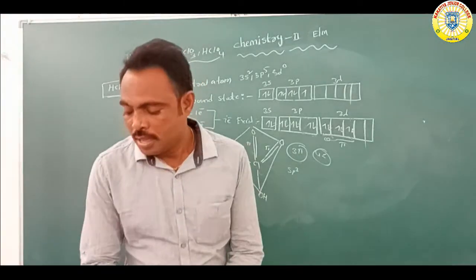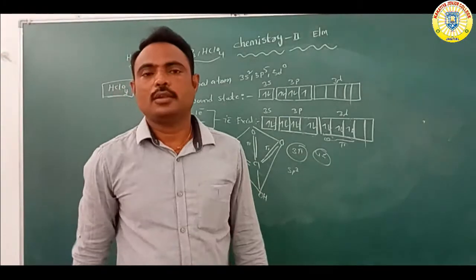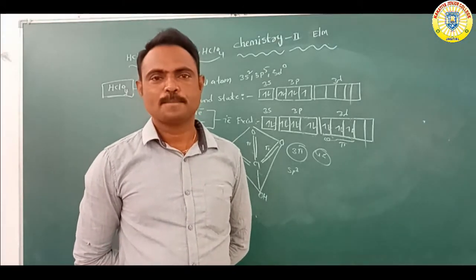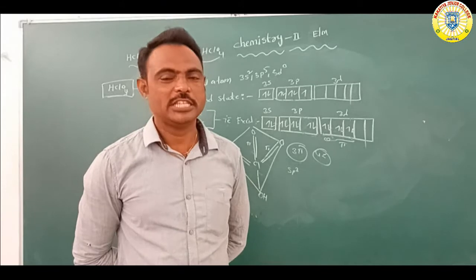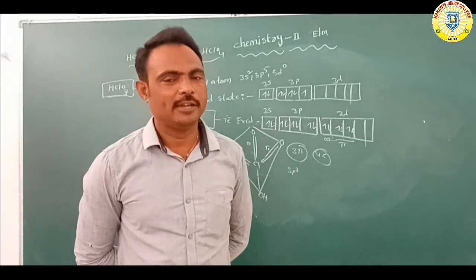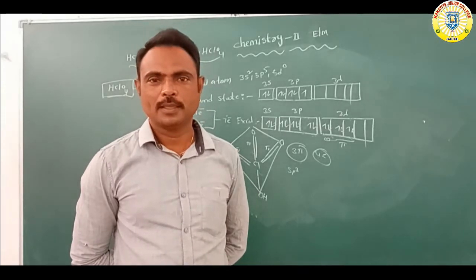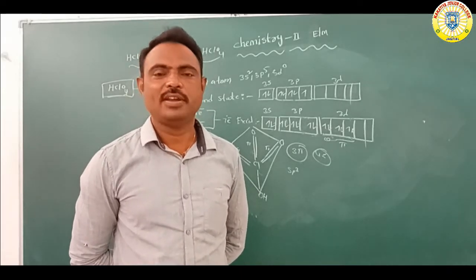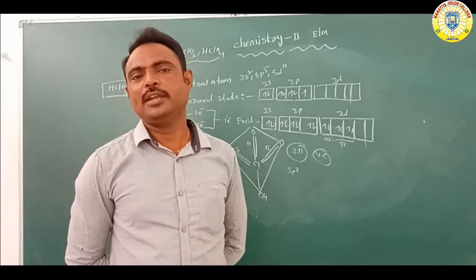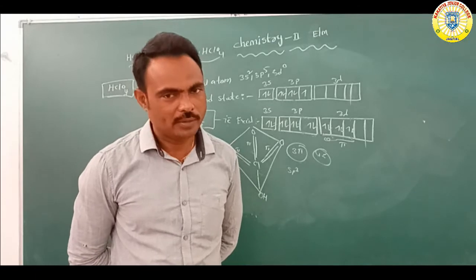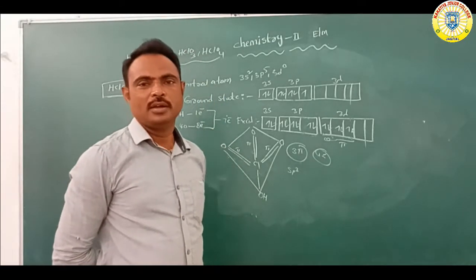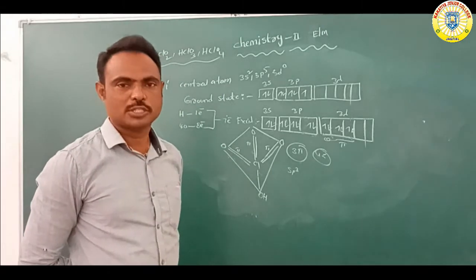Overall, all chlorine oxo acids contain some common points. Each compound has sp3 hybridization. Each compound has a tetrahedral shape. Each compound contains one hydroxy group. In each compound the central atom is chlorine. So these are the common points of the different types of chlorine oxo acids.